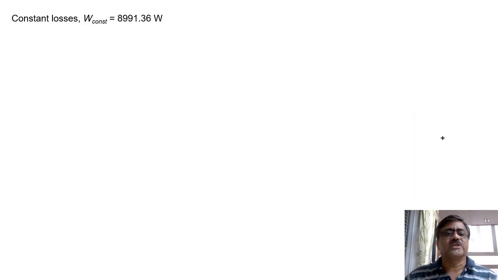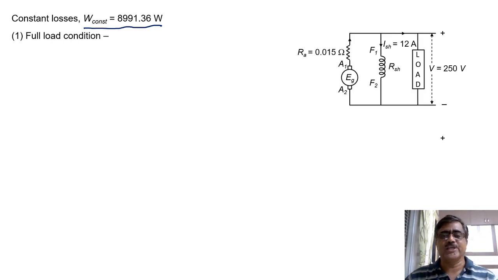Now constant losses are calculated as W constant is equal to 8991.36 watt. Now using these constant losses, we can calculate the efficiency at full load and half load. Let us first of all consider full load condition. So when the machine is fully loaded, its output is equal to rated value. That is rated output power, it is 200 kilowatt.